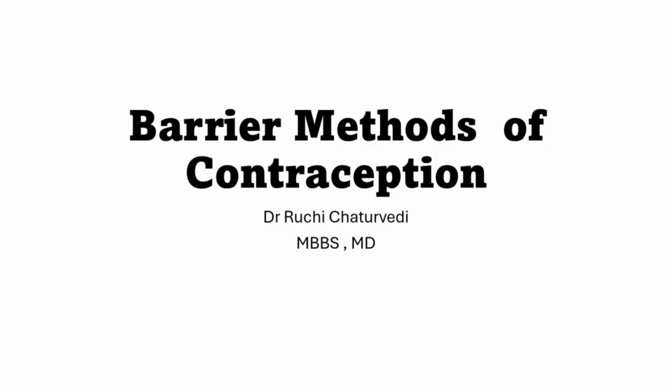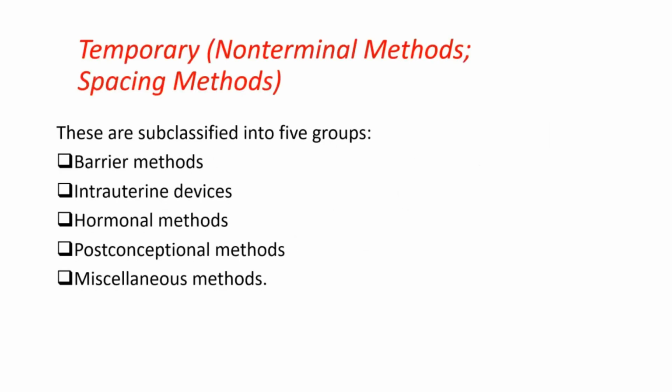Today we will learn about barrier methods of contraception. So if we classify various methods of contraception, they are categorized as temporary and permanent. Permanent include your terminal methods like vasectomy and tubectomy.